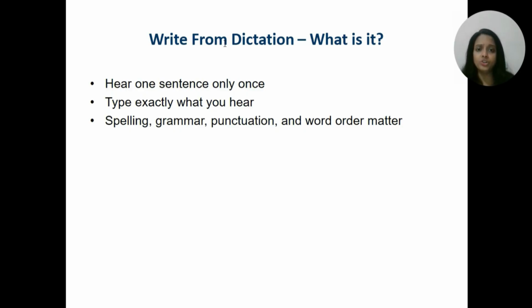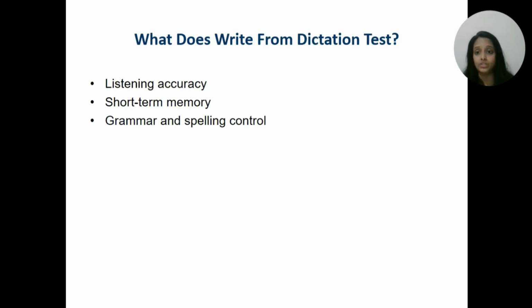So this is also an important listening task in the entire PTE Academic section. And this single task can dramatically change your listening score. Okay. So in this task, you hear only one sentence, only once, and you must type exactly what you hear. That includes spelling, grammar, word order, articles, plural forms, and punctuation. So every word matters here. And this one tests your listening accuracy. Can you hear words precisely under pressure or not? And of course, it tests your short-term memory and grammar and spelling control too.